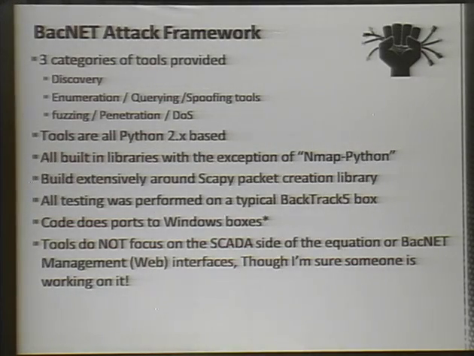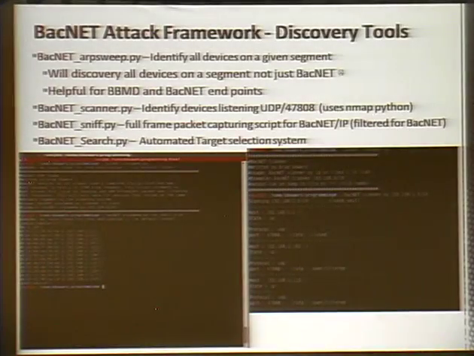Again, the tools here do not focus around the SCADA system. So if you were to use any of these Python scripts and try to attack the web component or the database that makes up the building management or SCADA system, it's not going to work. That's not what these are intended for. All right, so let's get into it.